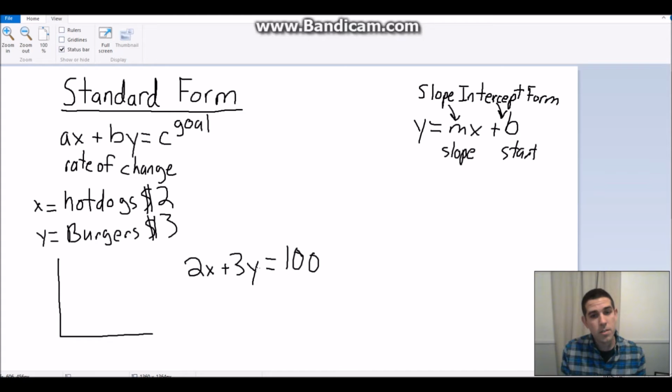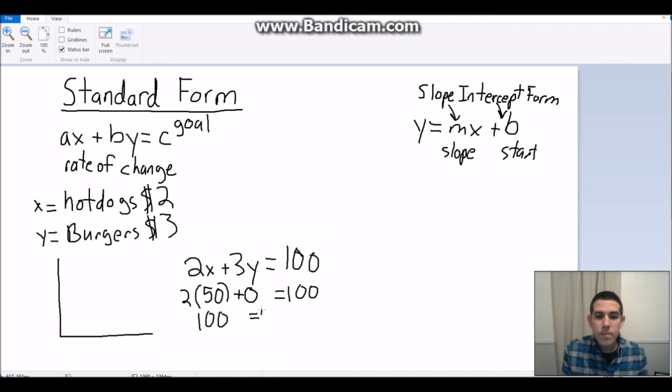Now, what's interesting about this form is, depending on how many hot dogs you sell, will decide how many burgers we sell. If we sell 50 hot dogs, well, what's 50 times 2? That's 100, meaning we're going to sell 0 hamburgers if we want it to still equal 100. So the fact that we sold 50 hot dogs means that we'd have to sell 0 burgers to still get that 100.